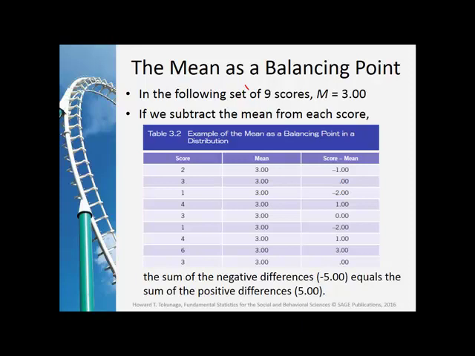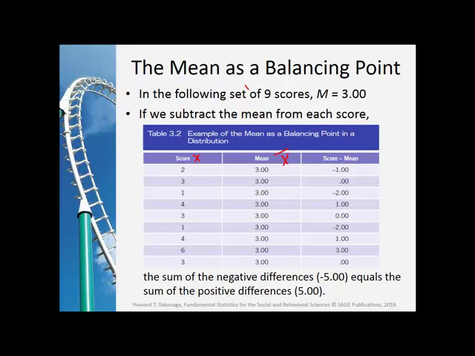Actually, tipping point's a bad word. A balancing point, where this is the value where half of the sum of x is under it and half is above it. So here they have a set of scores, 9 scores. So this is the x. They have calculated the mean to be 3.